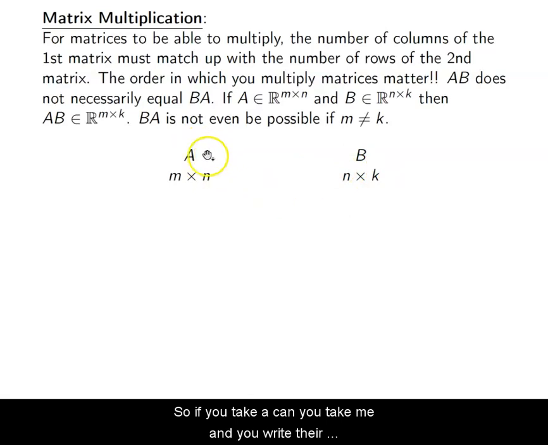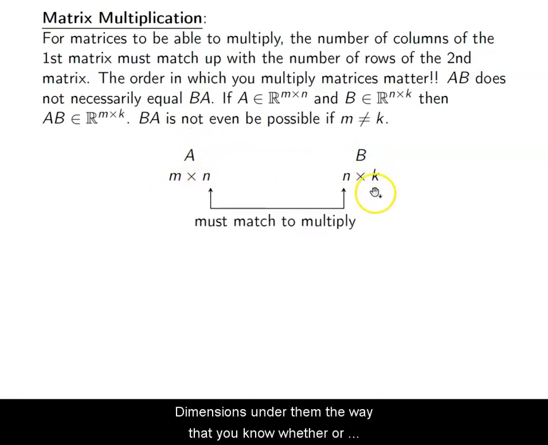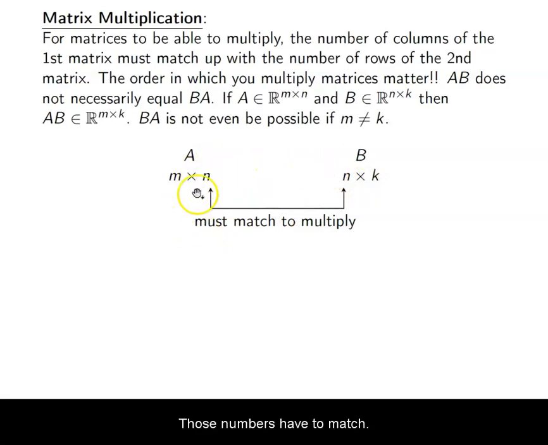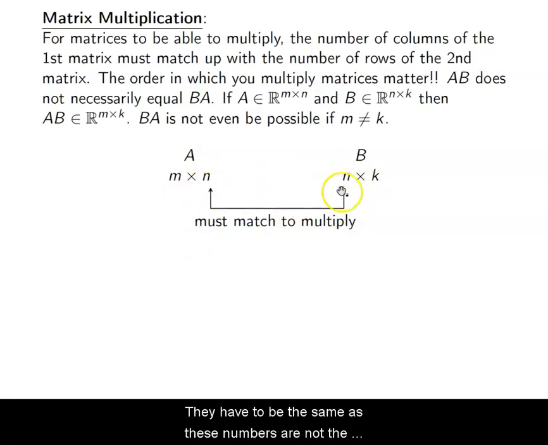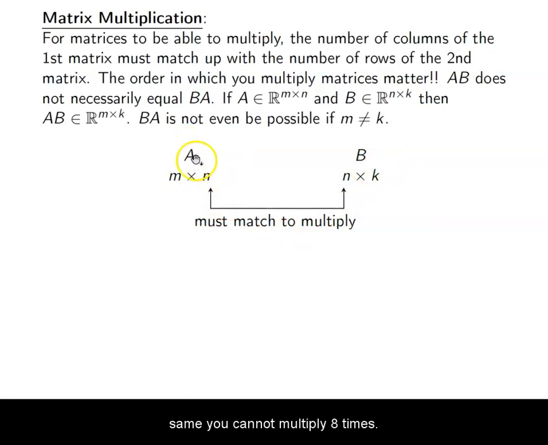So if you take A and you take B and you write their dimensions under them, the way that you know whether or not they can actually multiply is that the inside terms, right? So this column and this row, they're on the inside, they're next to each other. Those numbers have to match. Okay, they have to be the same. If these numbers are not the same, you cannot multiply A times B.